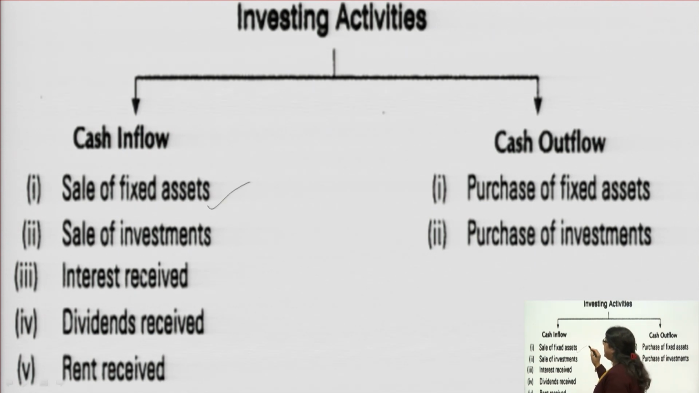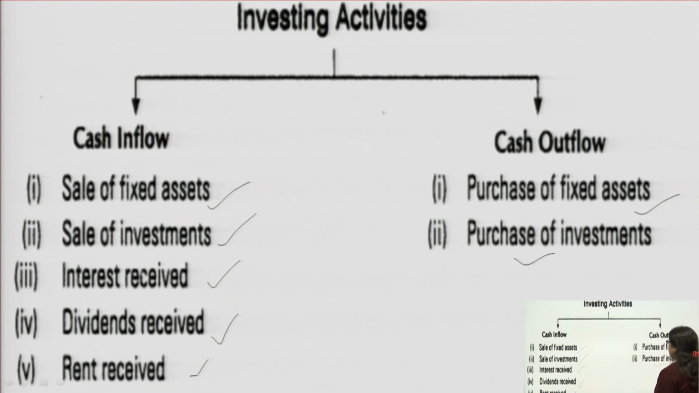Once you are selling a fixed asset or any investment, or you are receiving interest, dividend or rent, it is cash inflow. Once you are purchasing any investment, or you are making any investment, your money is going out of your hand. That is the inflows and outflows in investing activity. See, once we are talking about investing activity, we will always talk about the assets, the fixed assets, and the long term investments.